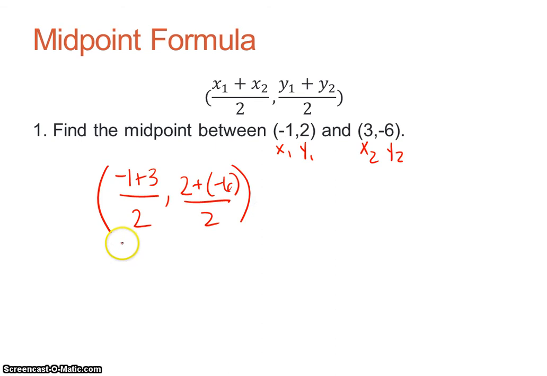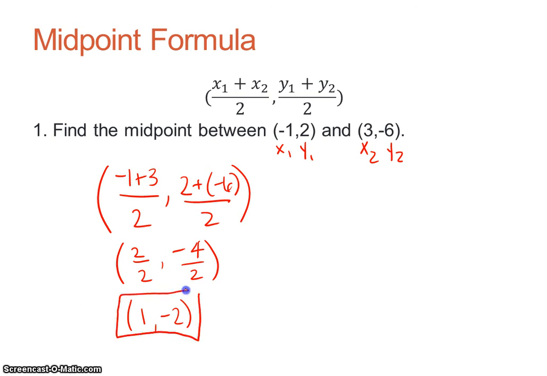So negative 1 plus 3 is 2, and 2 plus a negative 6, or 2 minus 6, is negative 4 over 2. So 2 divided by 2 is 1, and negative 4 divided by 2 is negative 2. So our midpoint between (negative 1, 2) and (3, negative 6) is simply (1, negative 2).